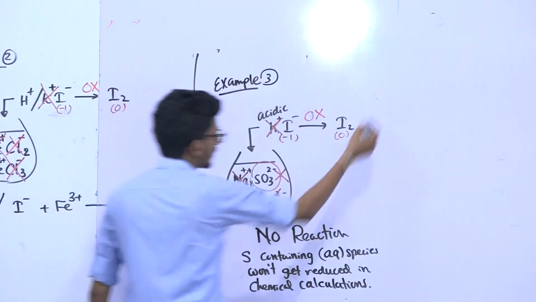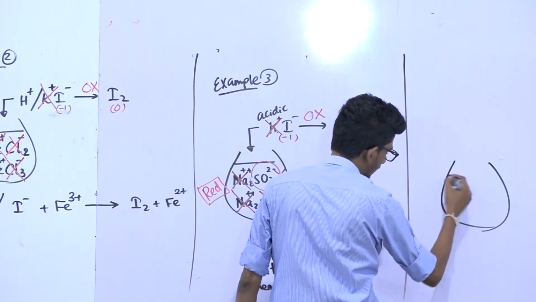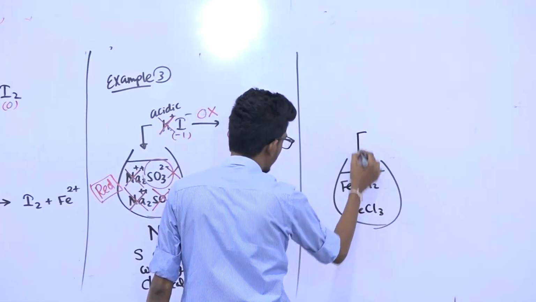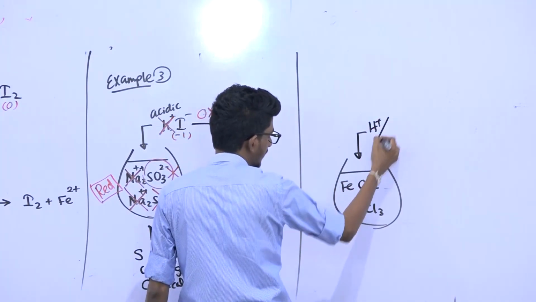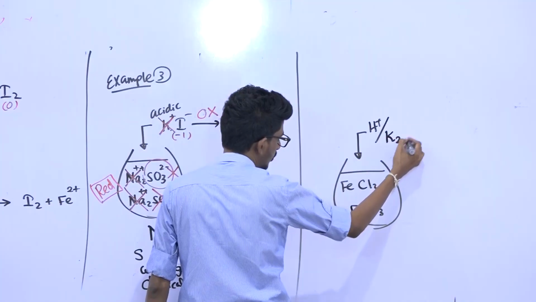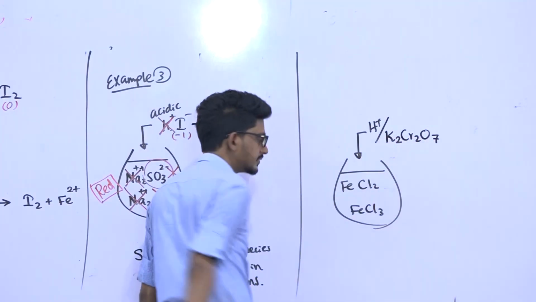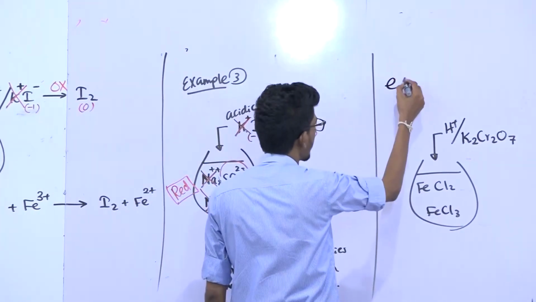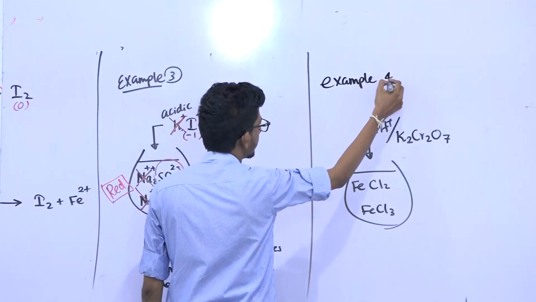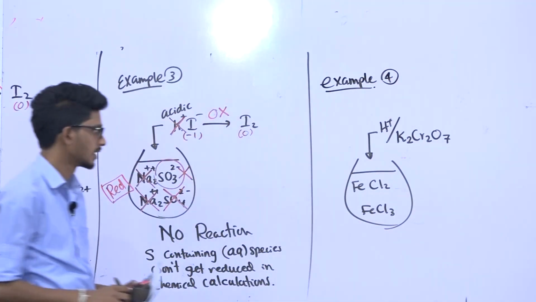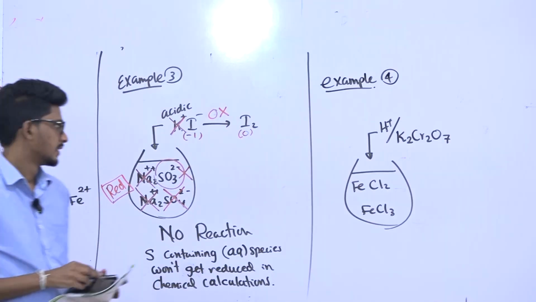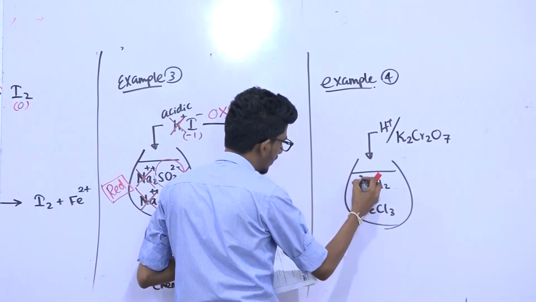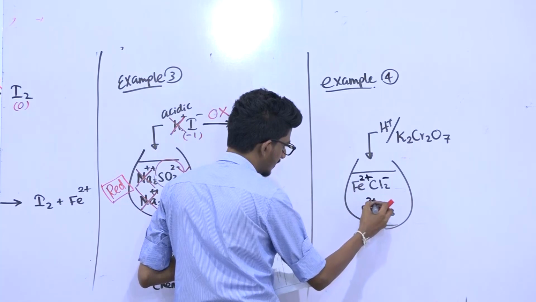Example 3. You have the FeCl2 and the FeCl3, and you add acidic medium dichromate K2Cr2O7, let's see what happens. So you have the Fe2 plus, Cl minus, Fe3 plus and the Cl minus.